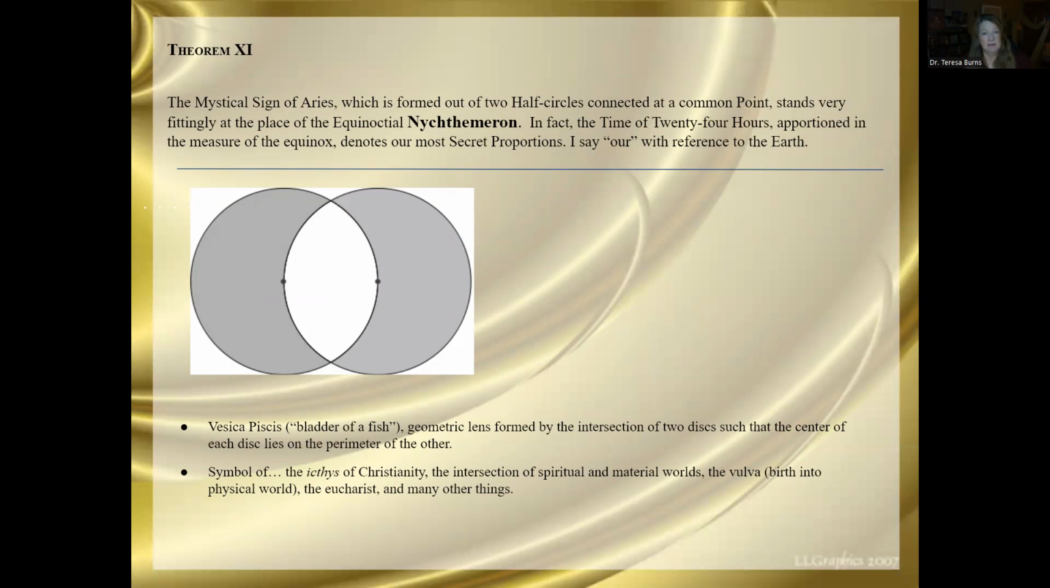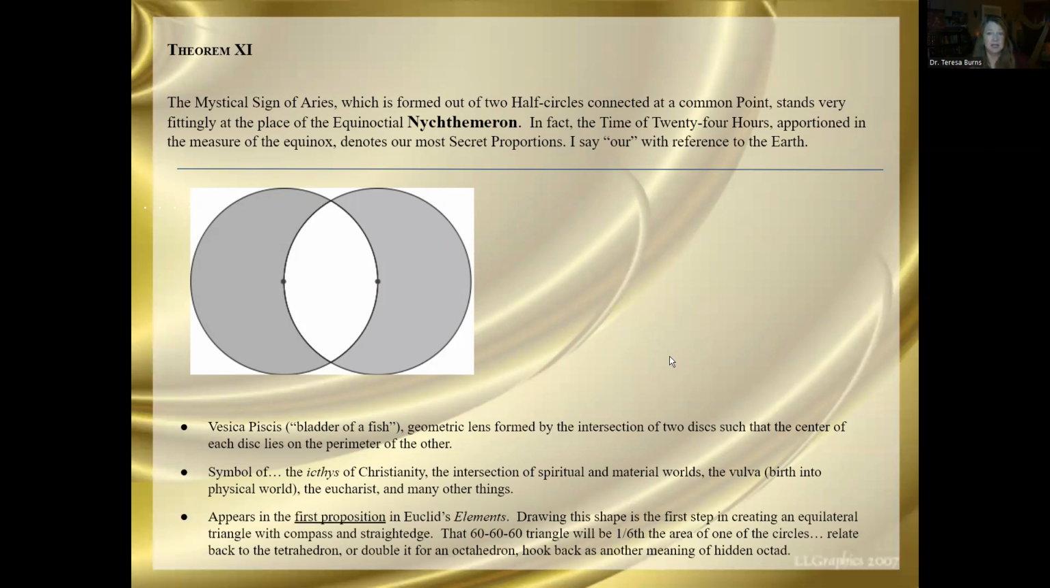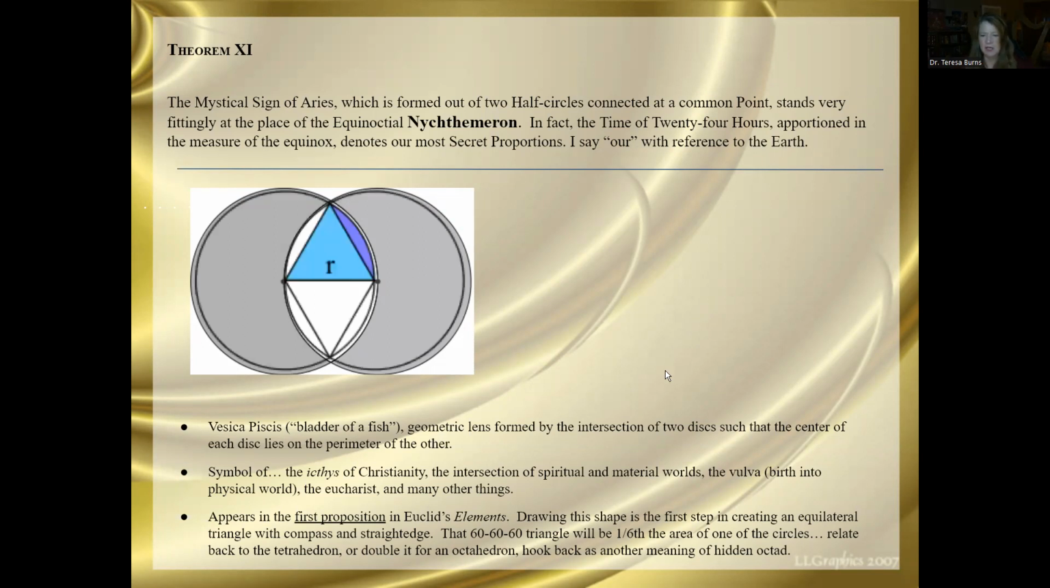That would make sense if you are looking at how the world of perfect forms is birthed into the world of motion that's always in change, where you can never step into the same river twice, as we've discussed. So other times a symbol of the Eucharist and many other things. But here's what's really cool about this. Well, those things are very cool also, but it's in the very first proposition of Euclid.